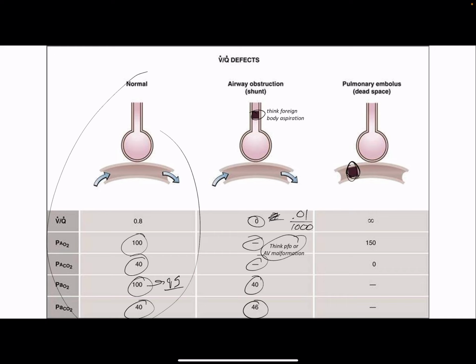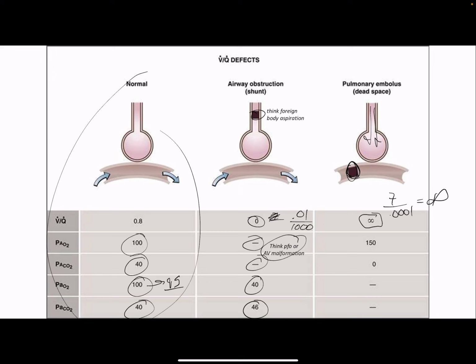So if I have a clot or something, now I'm going to have a perfectly fine amount of ventilation coming in, maybe it's 7, divided by the flow. Well, there's basically no flow, 0.0001 or 0.0000, et cetera, 1. This is effectively a really large number. We can just call it infinity.